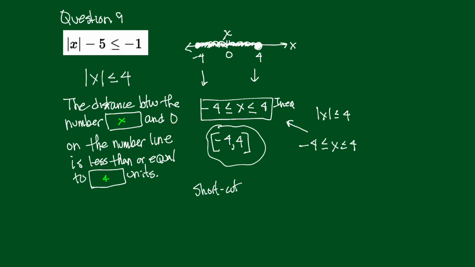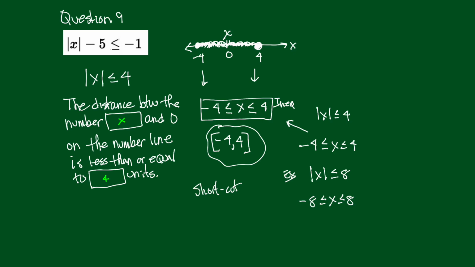So if I had something like this, just for an example, suppose I had that the absolute value of x is less than or equal to 8. I'd write -8 over here, less than or equal to x, less than or equal to 8. So a shortcut, but why does it work? If you had to explain it to somebody, it works because everything is in terms of distance.